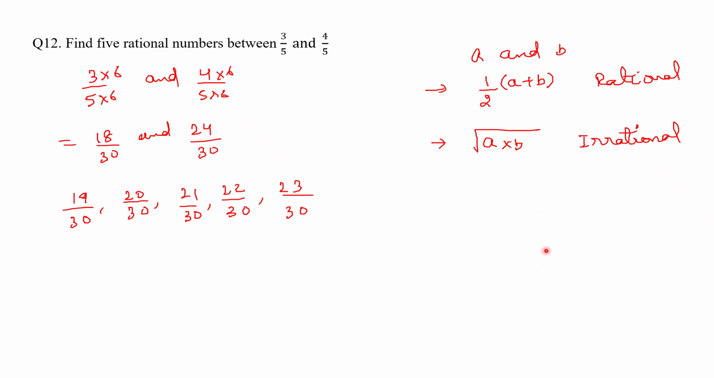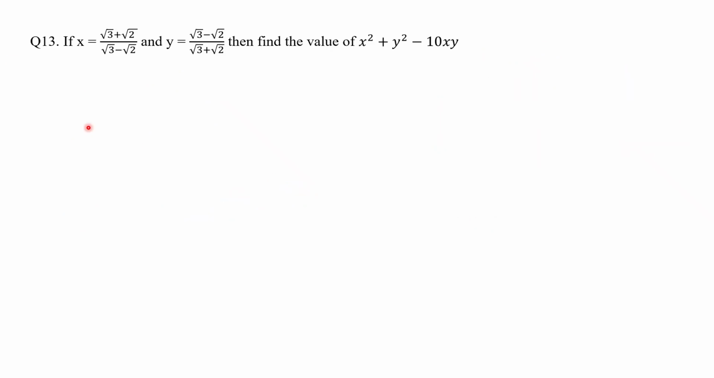Now, moving to the 13th question. Question number 13: if x equals root 3 plus root 2 by root 3 minus root 2, and y is root 3 minus root 2 by root 3 plus root 2, then find the value of x square plus y square minus 10xy. These types of questions may come in 3 mark or 4 mark questions.